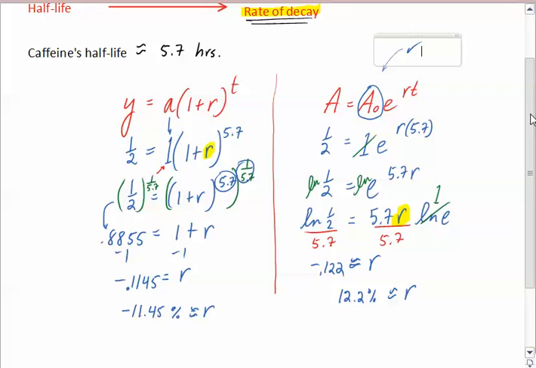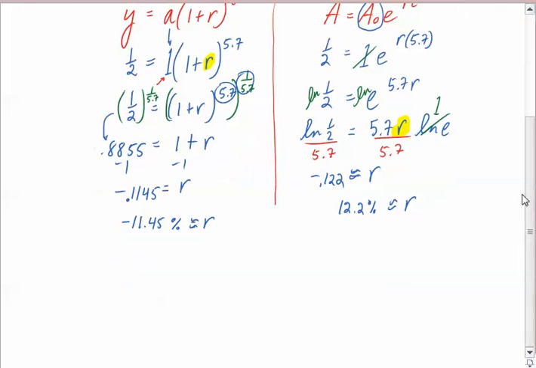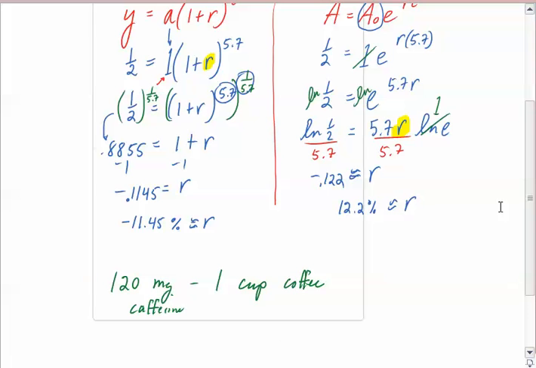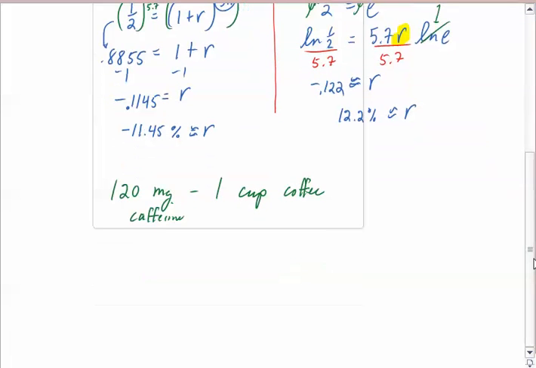So that's what we have. We have a rate of decay. All right, so now let's answer some questions about caffeine in the blood system. Let's just say I drink 120 milligrams of caffeine, in 1 cup of coffee, my particular cup. And I want to know how much caffeine is in my system 1 hour later.